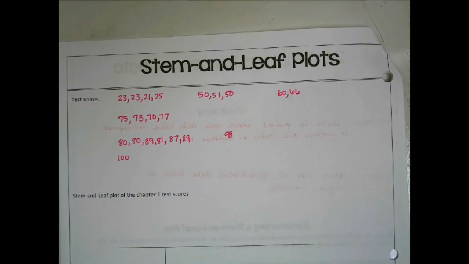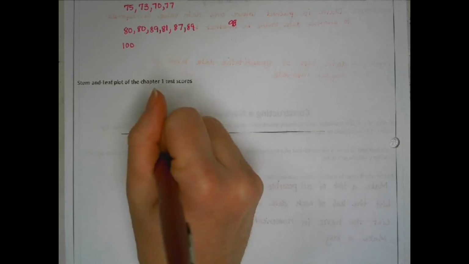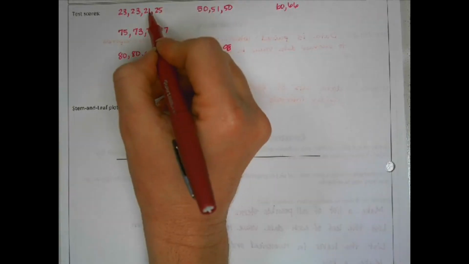All right, so my stem and leaf plot. On your stem and leaf plot, it doesn't matter if you want to go from smallest to largest or largest to smallest. It doesn't matter how you write down your stems, as long as you write your leaves in order. So I'll just go from, I'm going to put my 2s up here, and I need to put them in order.